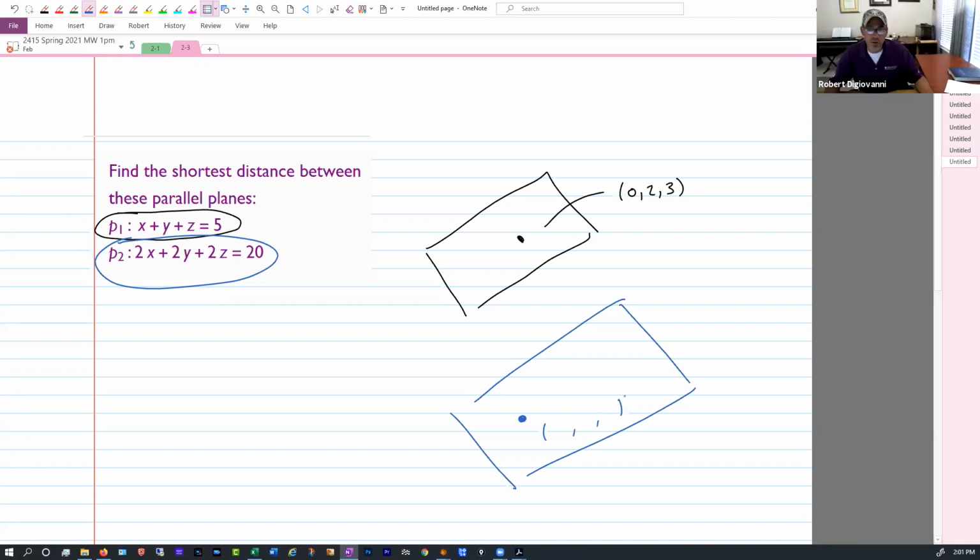Keep it simple. Make two of them 0. Make y and z 0, so 5. What dx is 5? 10. Or 10. 10.